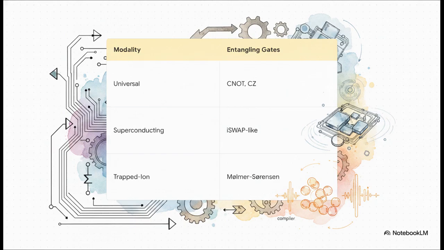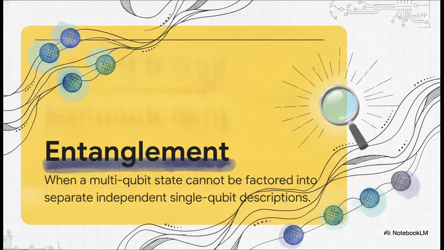Different hardware modalities natively execute entirely different entangling gates. Superconducting processors, for instance, might natively use iSWAP-like operations. Trapped ion systems, on the other hand, often expose Mølmer-Sørensen-style gates. So your compiler literally has to translate your standard CNOT into whatever language the physical hardware actually speaks. And this brings us to a crucial point.